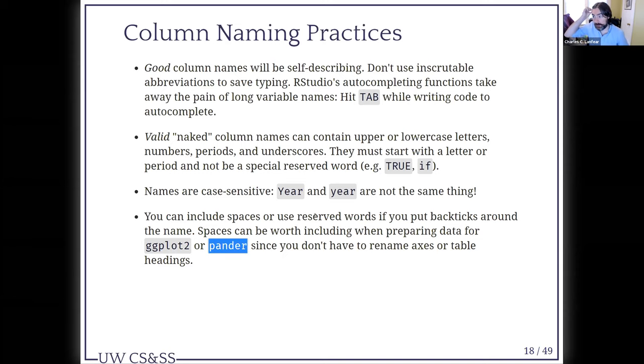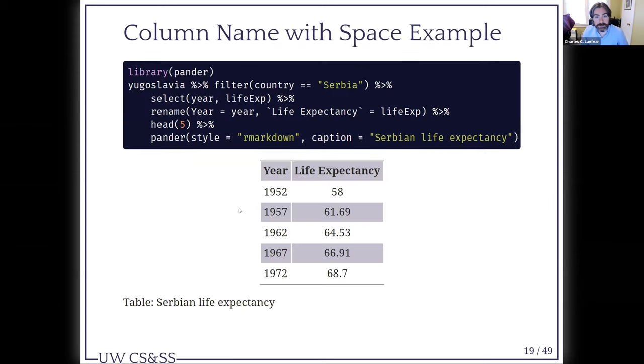So here's a great question. This is me messing with you with terminology. What is a naked column? A naked column name is just the column names as you've seen them in this class. A non-naked column name is what I'm going to show you in a second when you put backticks around it and you get to break all the rules. So you get to rebel against column name restrictions using backticks. This is an example. So maybe what I want is I want my life expectancy column to have a space in its name.